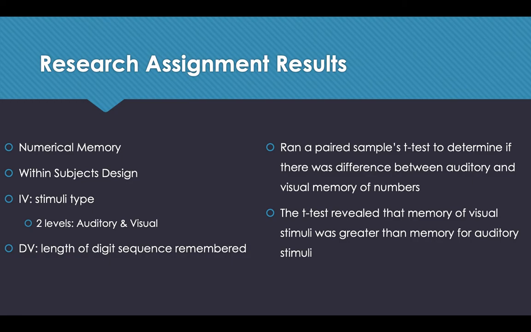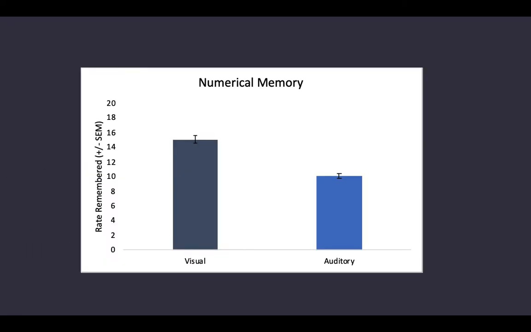Let's take a look. So I graphed this out. As you can see, that is the rate remembered plus or minus the standard error of the mean. And the visual group had much better recall, or much better performance, than the auditory group. And this is a significant difference. So the auditory stimuli was not remembered as well as the visual, and the visual stimuli were remembered better than the auditory.